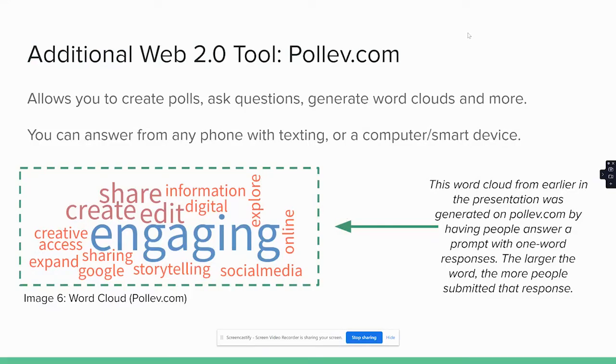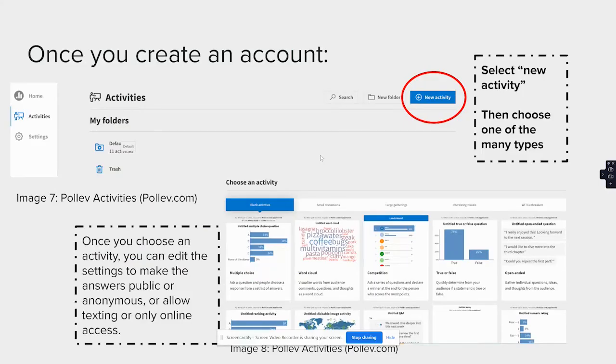An additional one that I've been using is called Polev.com. It allows you to create things like word clouds and polls and other useful tools to use in your classroom. What I usually do is I put a topic online, have the students write one-word responses, and it generates a word cloud like the one you see on the screen. Then at the end of the unit, I'll do that again, and we can compare their first word cloud to their last one to see how much they learned.